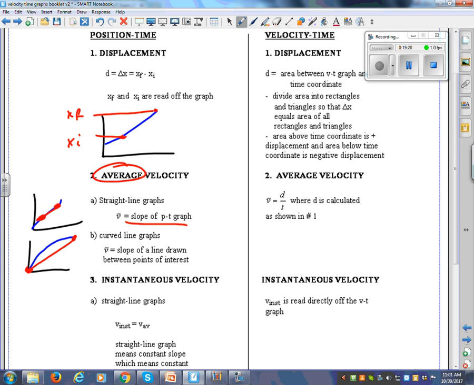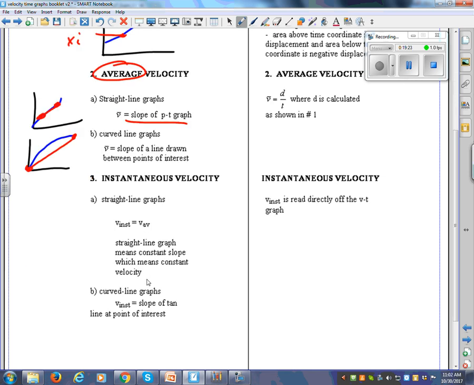What about instantaneous velocity? If it's a straight line graph, we need to find what it is at an instant. How do you find the slope at an instant? Well, if it's a straight line, you just take the slope of the line, right? Any 2 points. Any 2 points, and find the slope.